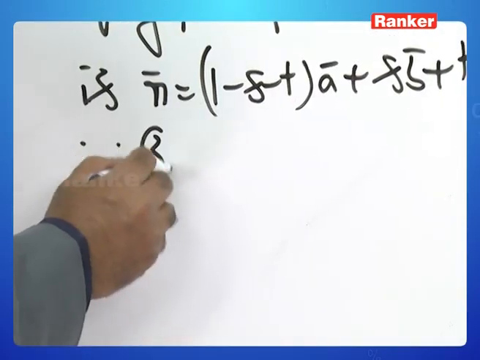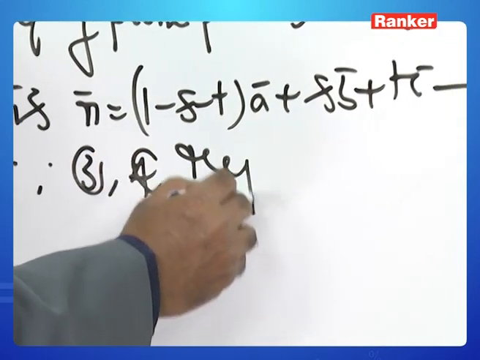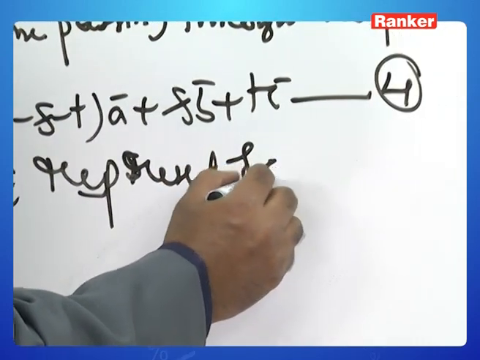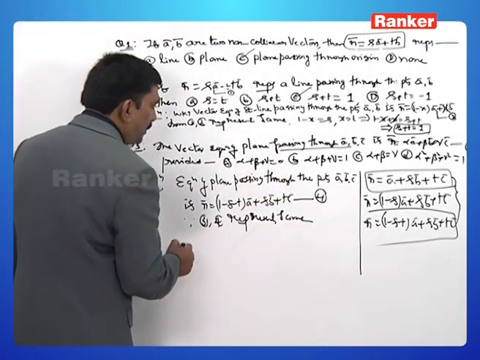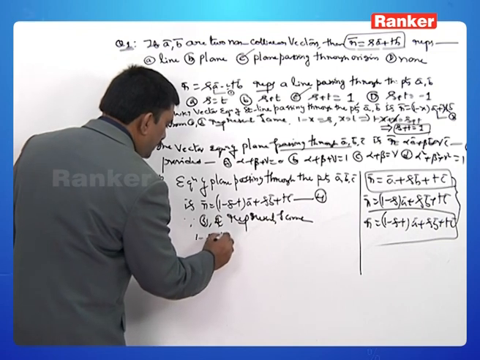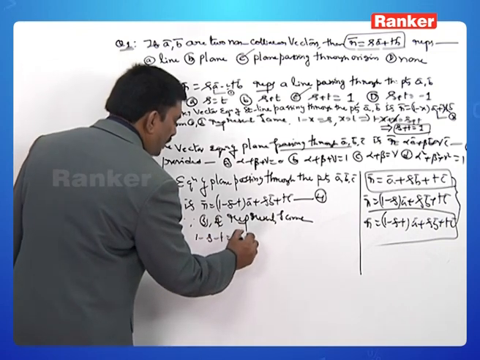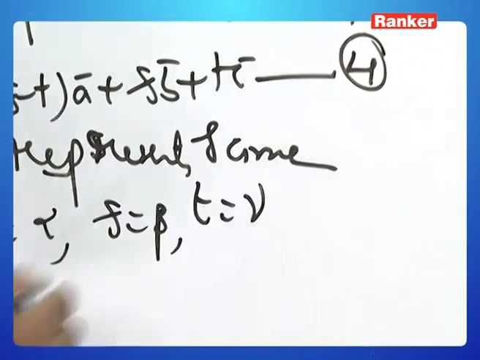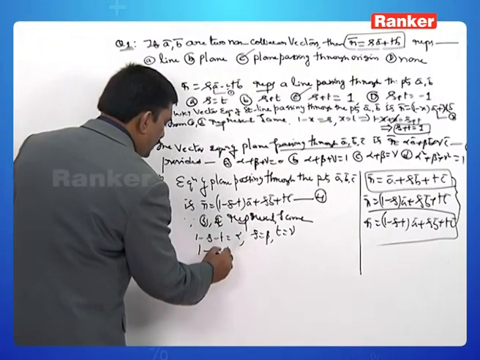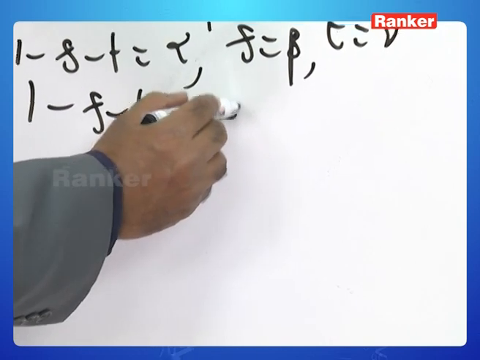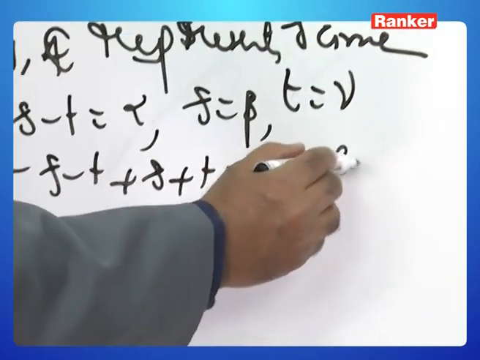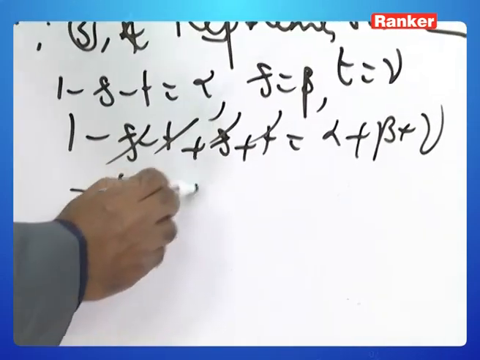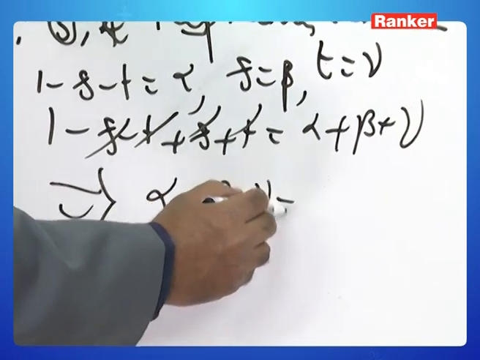Since 3 and 4 represent the same, therefore compare the coefficients. 1 minus s minus t is equal to alpha. Next, s is equal to beta and t is equal to gamma. Add up: 1 minus s minus t plus s plus t, alpha plus beta plus gamma. This and this get cancelled. Therefore, I can write alpha plus beta plus gamma is equal to 1.